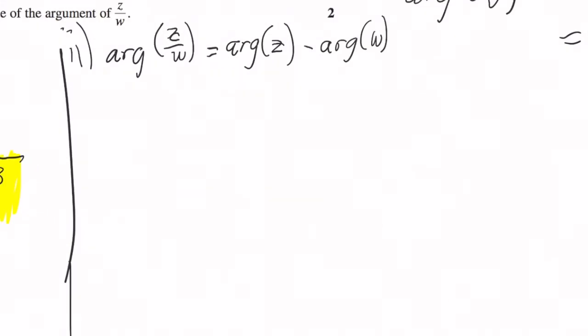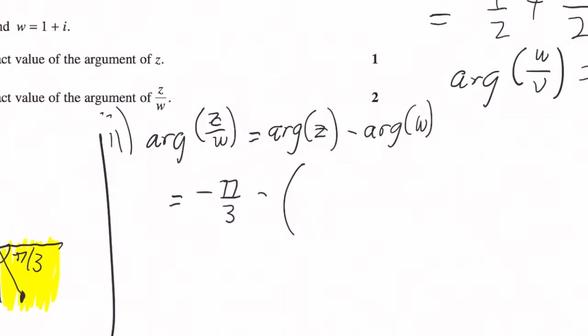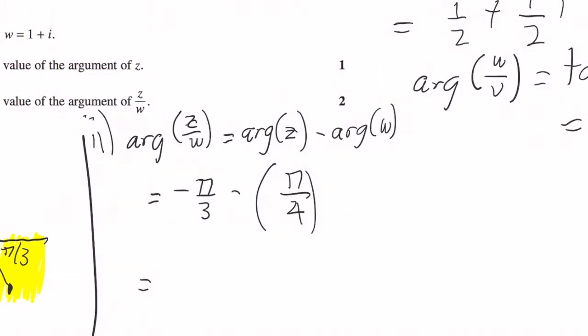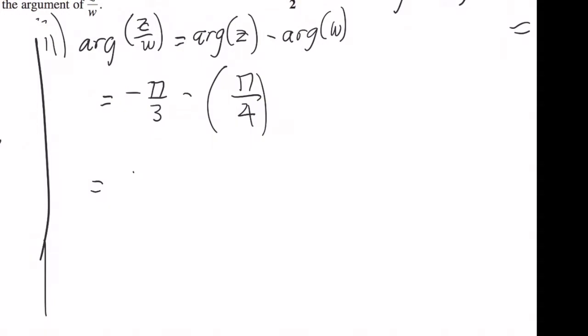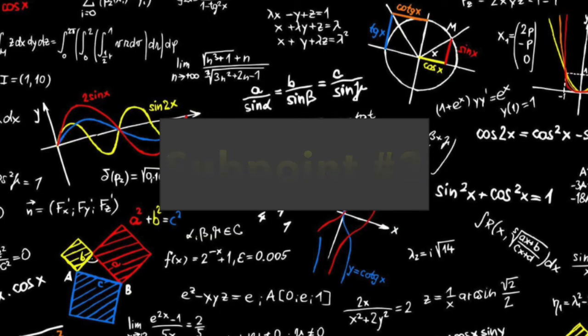The argument of z, we know, is negative pi on 3, and the argument of w, we can see, would be arctan of 1, which is pi on 4. Therefore, the argument of z over w would be minus pi on 3 minus pi on 4, which is negative 7 pi on 12.